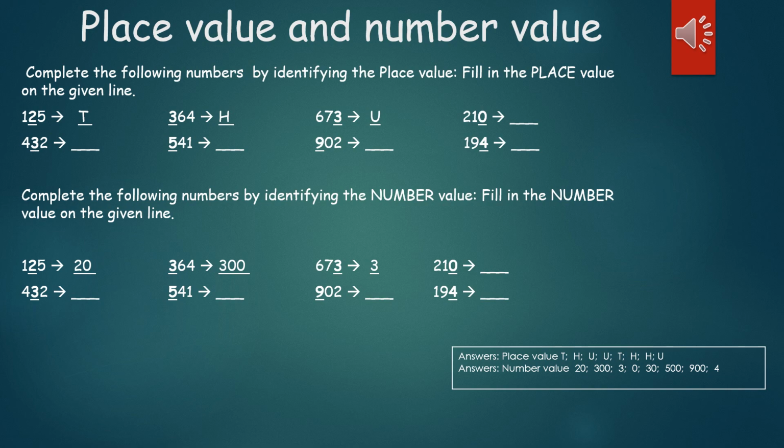The next one, 364, the 3 will be in the 100th house. 673, the 3 will be in the unit house. And the last one there, 210, the 0 will be in the unit house. 432, the 3 will be in the 10th house.